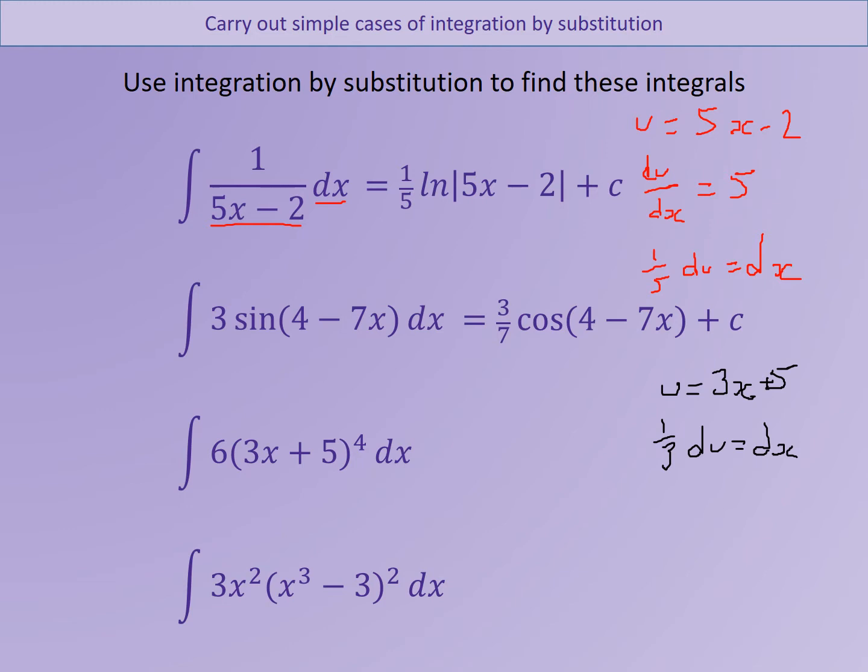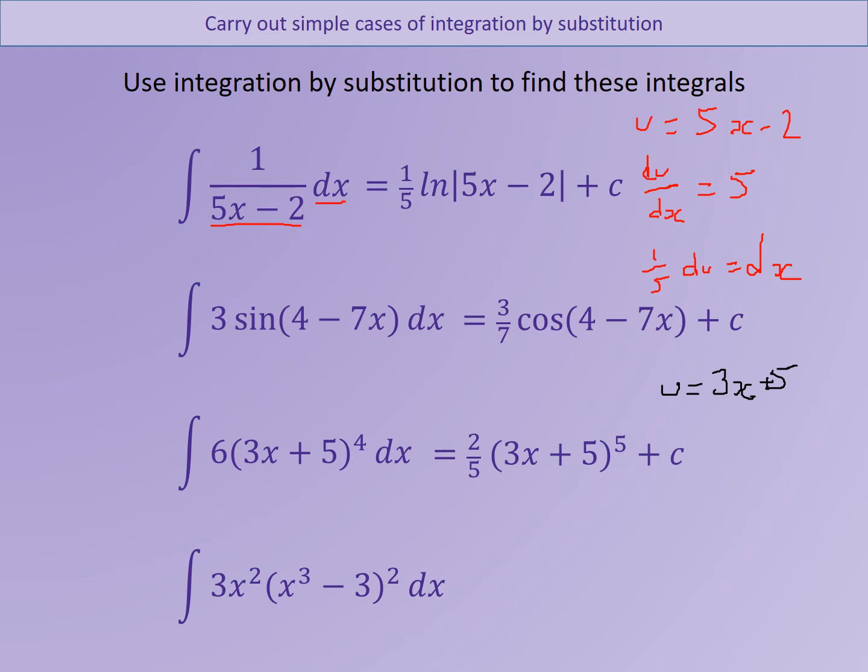Sorry, 3x plus 5 to the power 5 over 5. There's that first bit. The extra 5 goes underneath. Why is it 2? Because it's 6 and a third there. Okay, so that's where those two bits would have come from.